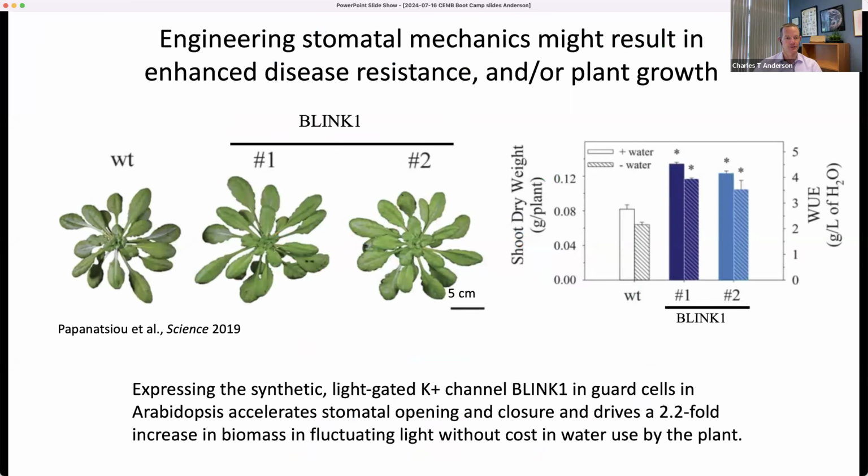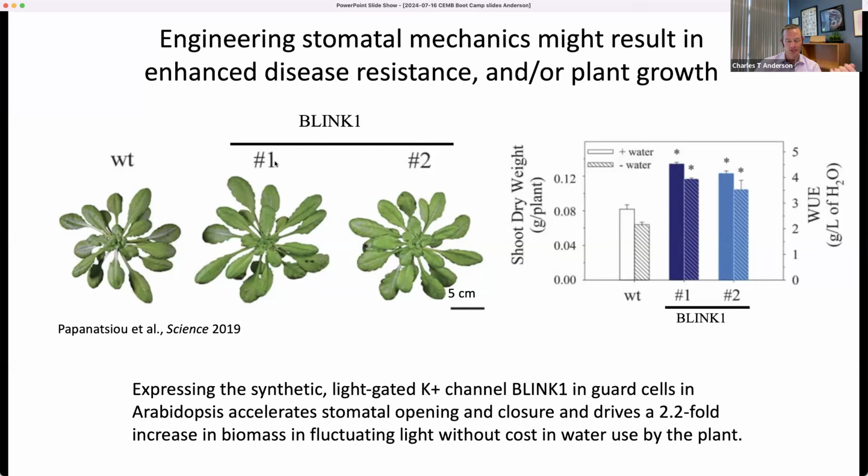So I'll finish with just one highlight slide showing that by engineering stomatal mechanics, we might be able to enhance plant growth or at least water use efficiency. This is work from Mike Blatt's lab, in which they engineered a direct light responsive channel. The normal signal transduction pathway from light perception to opening these potassium channels involves a lot of signal transduction steps in guard cells. They short-circuited that by making a channel that itself was responsive to blue light. That's called the BLINK1 channel.